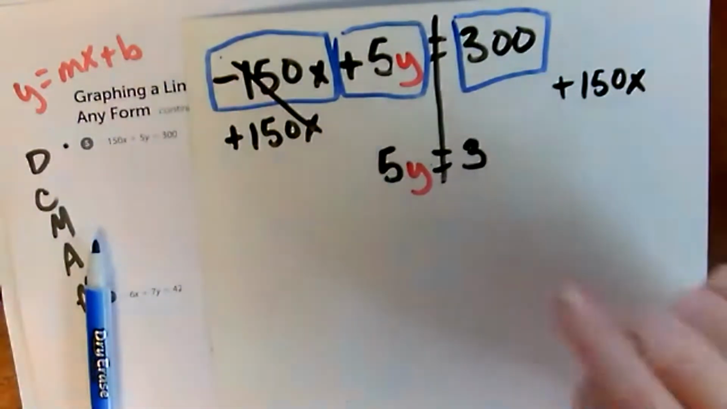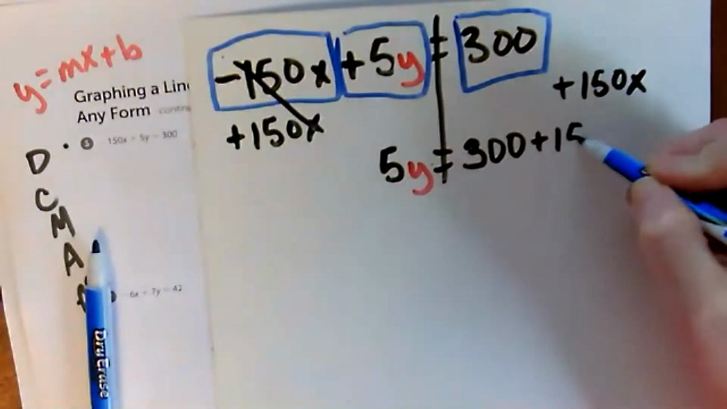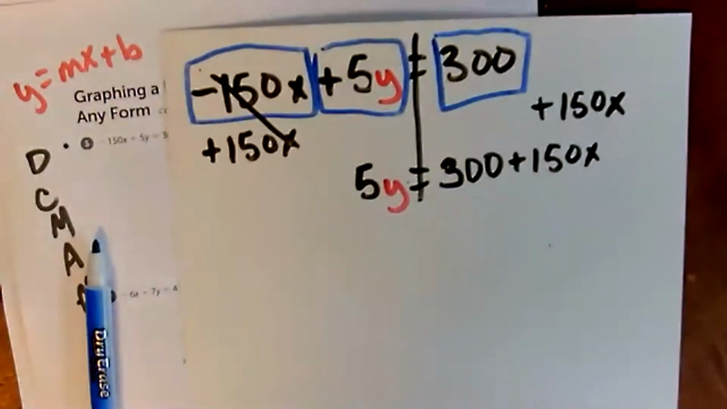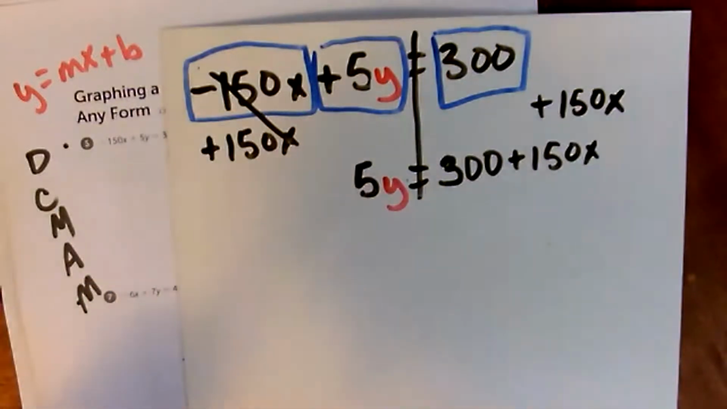Can I put those together? No, so it should be 300 plus 150x. Why do I have to leave them separate? Because they're not in the same family. Exactly. The proper way to say that is they're not like terms. I like to say they're not in the same family. You've got to keep families together.